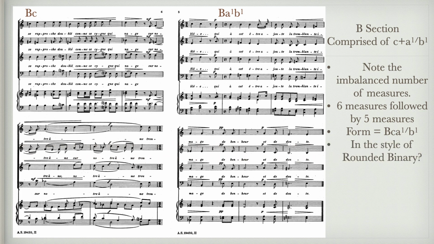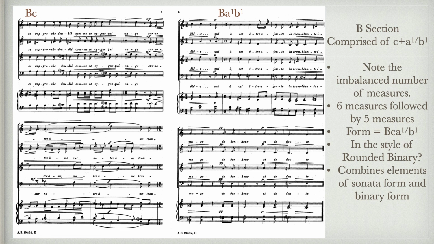So the question is whether or not this is in the style of rounded binary. Now you do have elements from the A section coming back in the B section to round off the form and complete it. So that does make sense in terms of rounded binary. But it also combines elements of sonata form and binary form. You could view this as an exposition for the A section, and then the C section is a development, and then it comes back to recapitulation at the end. That would make sense too. So in this particular piece, it's combining elements of both sonata form and binary form.